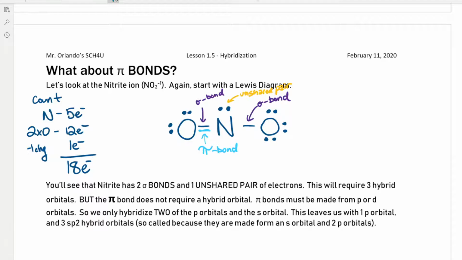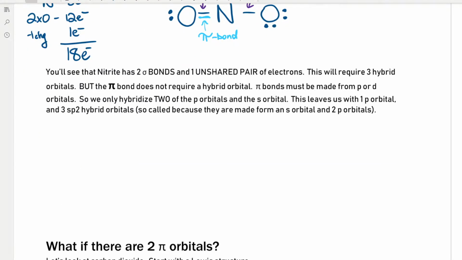Now, if you remember, when we looked at the shape of water, we got this bent shape at a certain angle. As we'll learn tomorrow, we get a different angle from this, which tells us something, actually. I'm not going to get into it too much yet, but let's just take a look. What it turns out is this. You'll see that nitrite has 2 sigma bonds and 1 unshared pair of electrons. And I should have said on this, talking about the nitrogen, we're talking about the central atom.